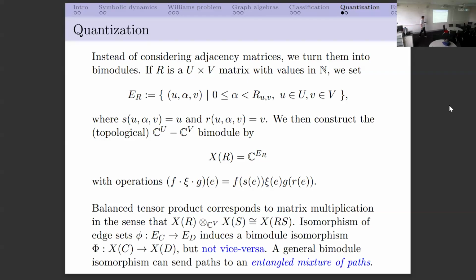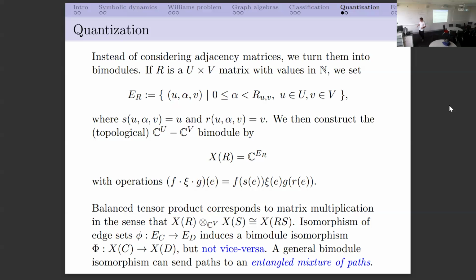Anytime I have an isomorphism of edge sets, so what is an isomorphism of edge sets? It's just a bijection that preserves the sources and ranges, like a directed graph homomorphism. Every such edge set homomorphism, or I just want to consider isomorphism in this picture, induces an isomorphism of the bimodules, but not vice versa. Why? Because I can take an edge with the given source and range, and I can map it to a linear combination of such edges on the other side. I would like to call this an entanglement, a mixture of edges.